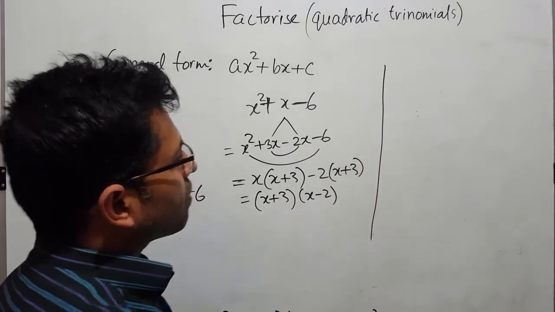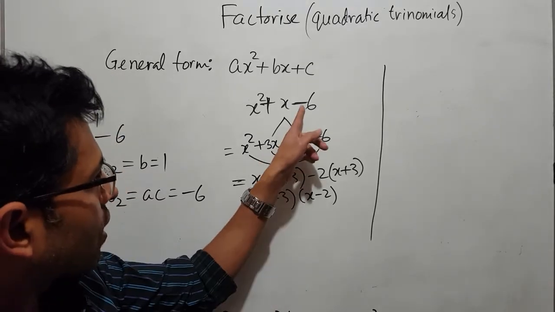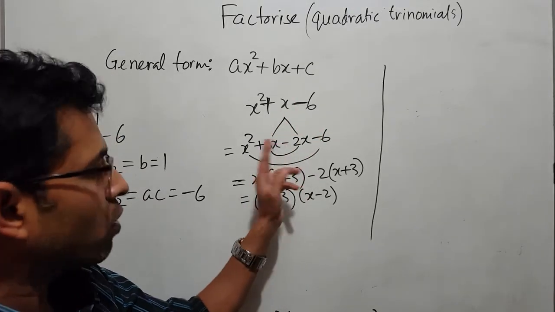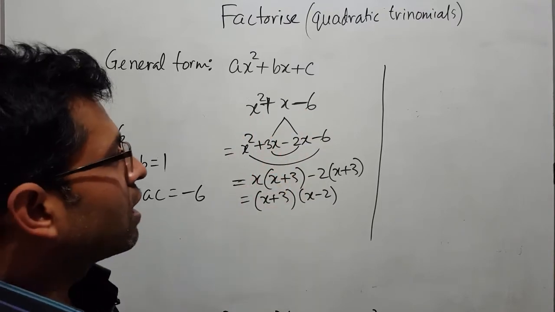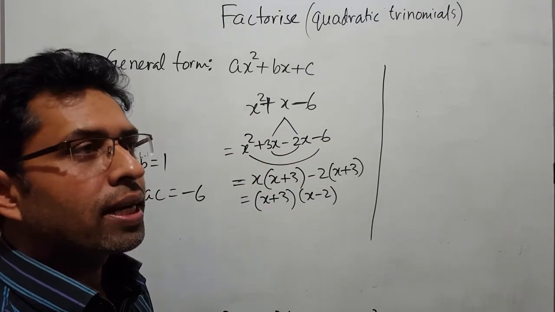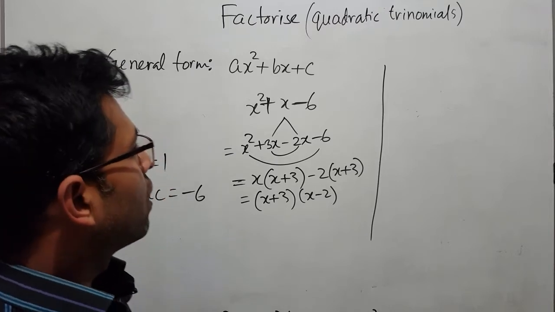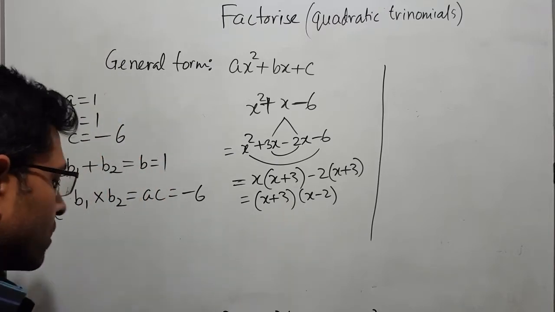And the way you can make it easier is that if it's a negative, any one of these two should be negative. If it's a positive, then both positive or both negative. That's how you can make your job easier. Now look at another example.